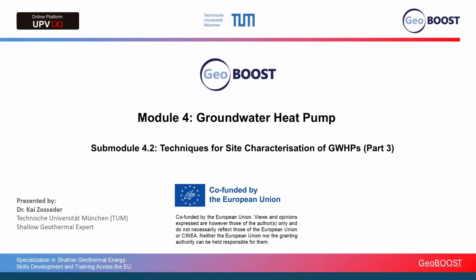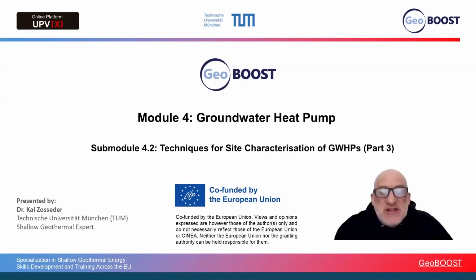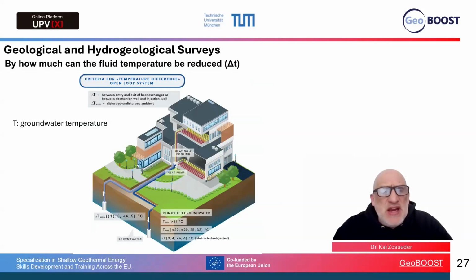We continue with Submodule 4.2, techniques for site characterization of groundwater heat pumps. What we discussed before is that we need the aquifer thickness, hydraulic gradients, and hydraulic conductivity to assess how much water we can pump out. But we said this water carries heat because it has a specific heat capacity, so we can store heat.